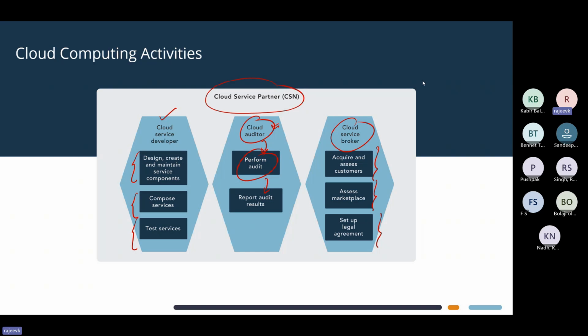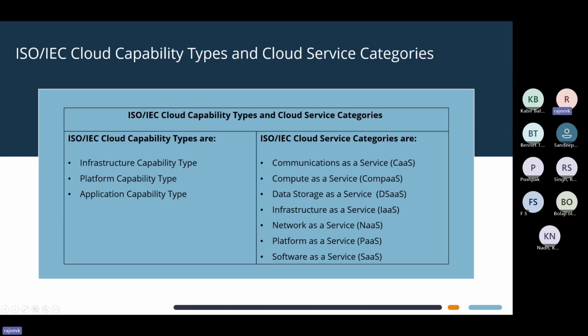So if you see the ISO documentations, there are three capabilities defined here. One is the infrastructure, platform, and application capability. And within these capabilities, these are the services which are going to be delivered. Like providers can help you deliver the communication, compute, data, infrastructure, network, platform, and the software products as well there. Right. So these are some of the core components we have which can be utilized.